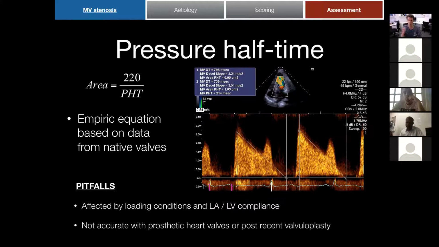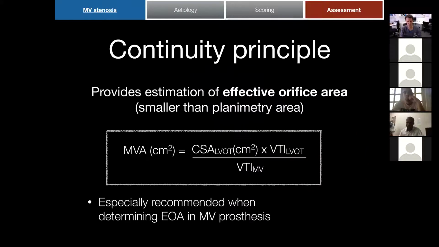You can't do it with patients who've got prosthetic heart valves, and you can't do it post valvuloplasty either. Those are the big things, and they love asking that in the critically ill as well.